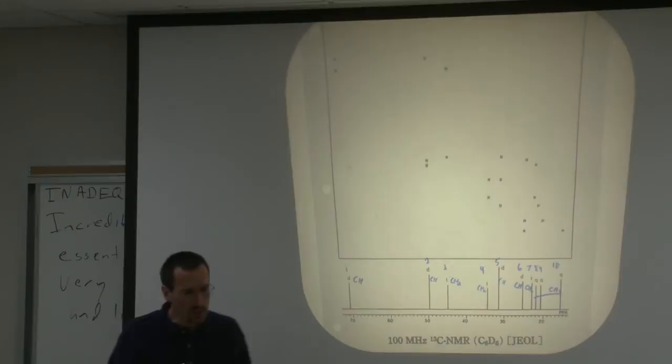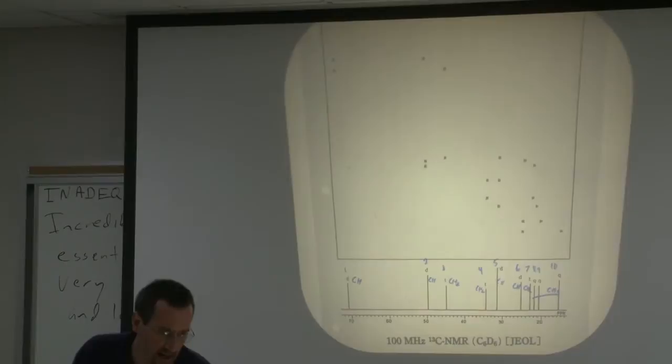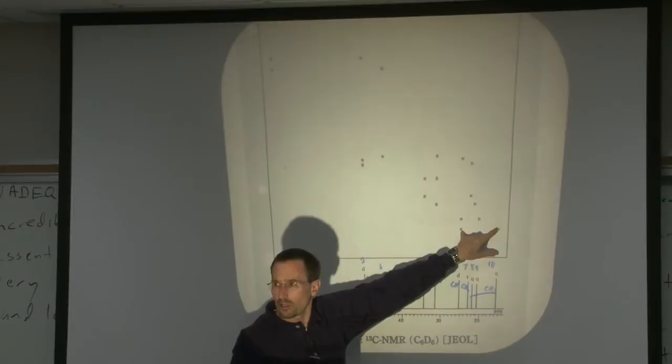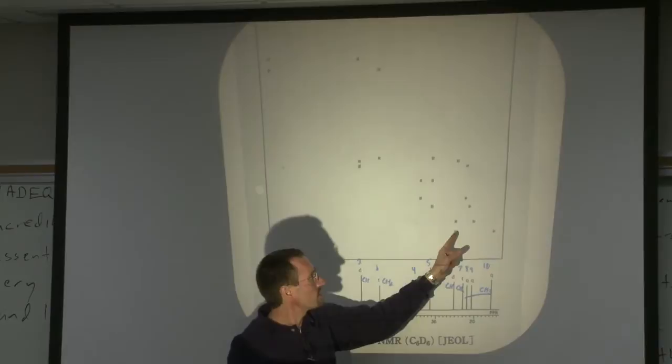All right, the double quantum axis is a diagonal, and what you're seeing, each of these pairs corresponds to two carbons that are coupled to each other. And you'll notice that each one appears as two little lines.